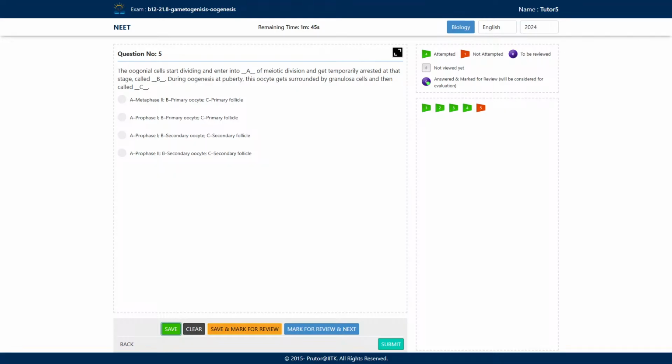Then the next one is a fill in the blanks question. The oogonial cells start dividing and they enter into dash of meiotic division and are temporarily arrested at that stage. This stage is called what? And during oogenesis at puberty, the oocyte gets surrounded by granulosa cells and then they are called what? So you have to answer this question. These are the four options A, B, C, D. What is the correct answer here?